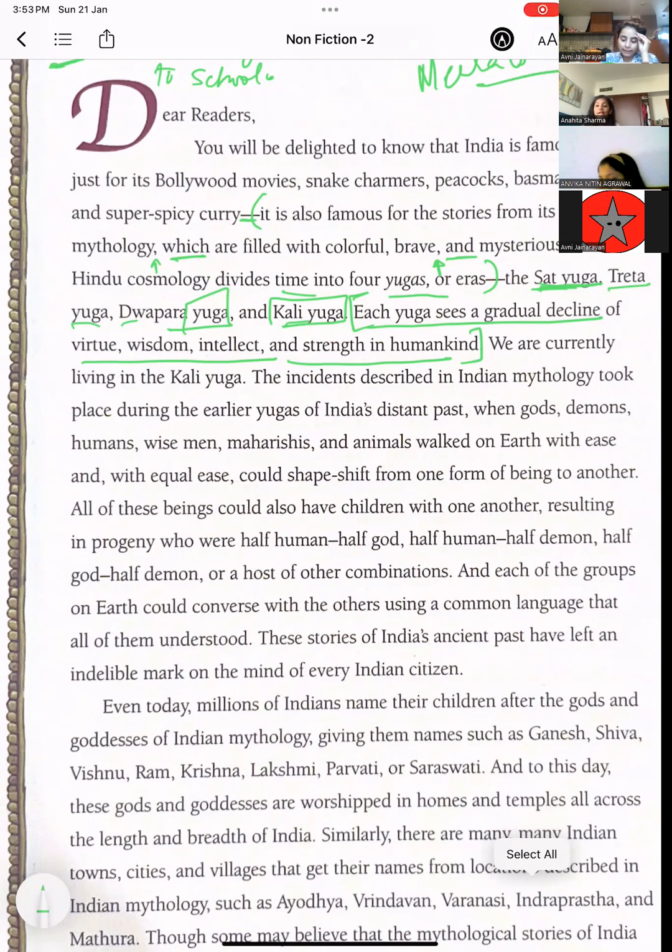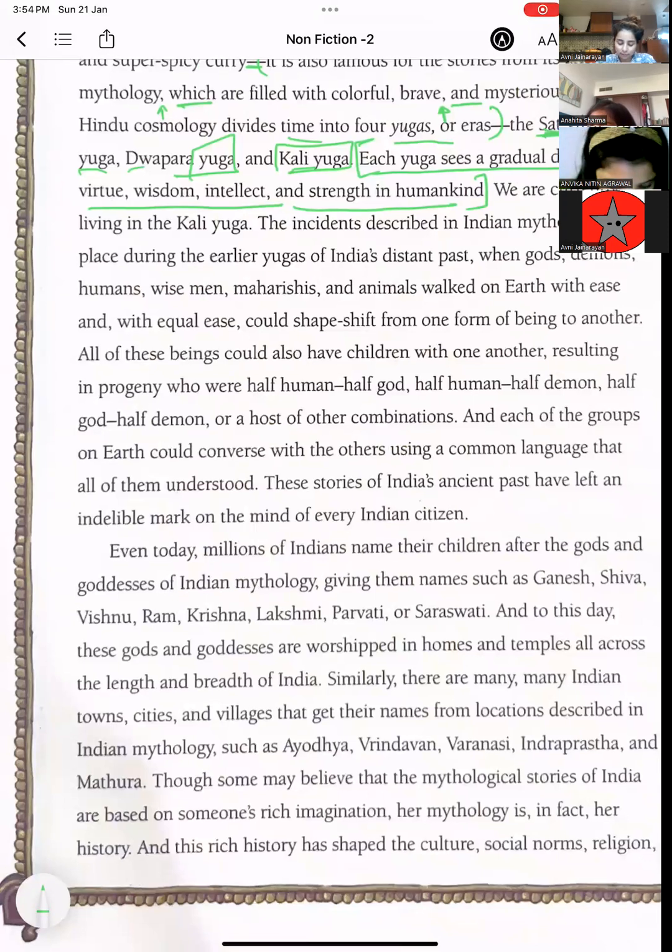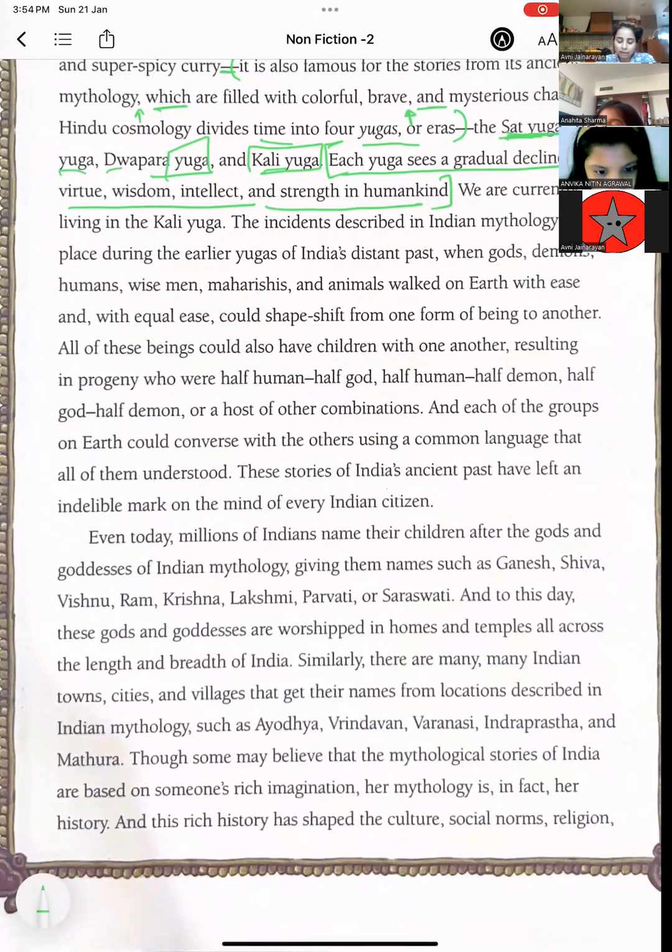Okay. Next, all of these beings could also have children with one another, resulting in progeny who were half human, half god, half human, half demon, half god, half demon, or a host of other combinations, etc. And each of the groups on earth could converse with the others using a common language that all of them understood. The stories of India's ancient past have left an indelible mark on the mind of every citizen. Even today, millions of Indians name their children after the gods and goddesses of Indian mythology. Yes, we all agree.